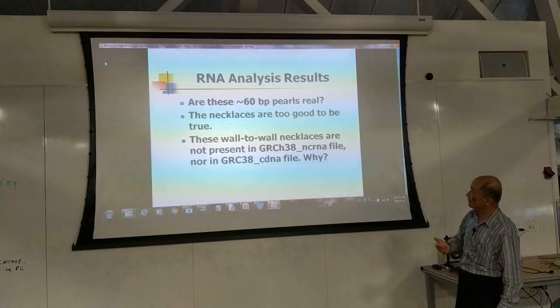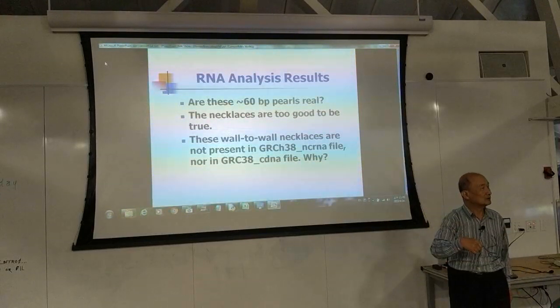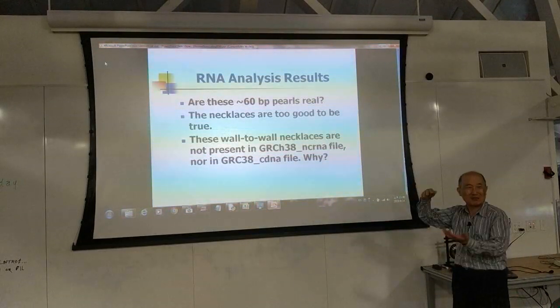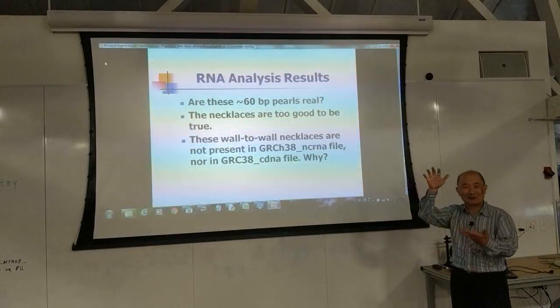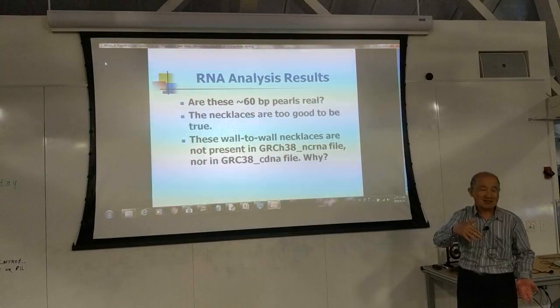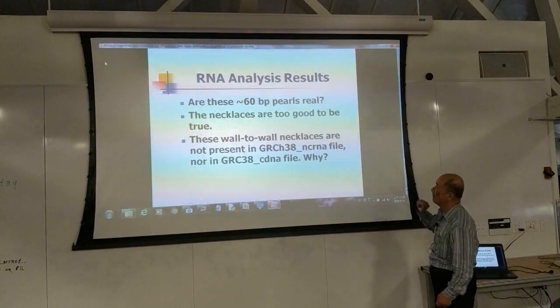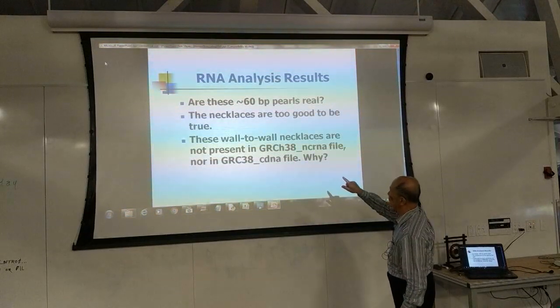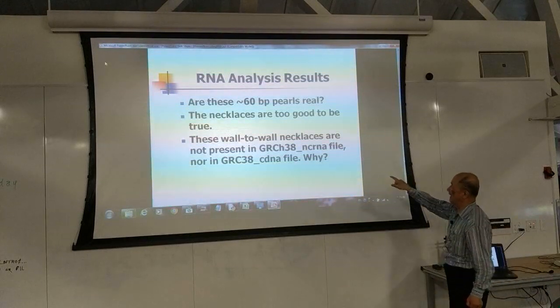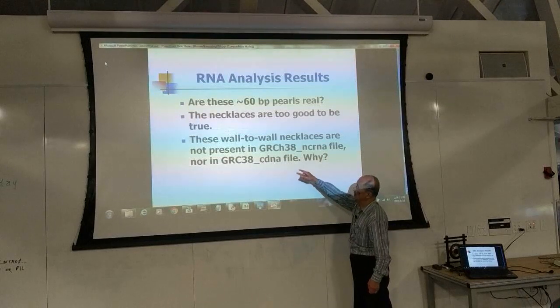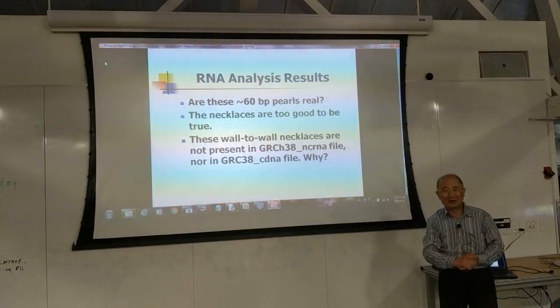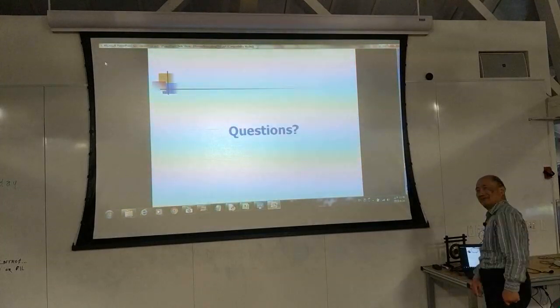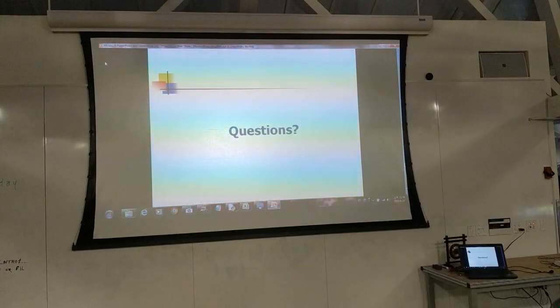Each gene that's being identified is now represented by a necklace. Is that coincidence, or does it have a real physical or biological meaning? These wall-to-wall necklaces are not present in this smaller file, or in the cDNA. Why? I don't know. Most of the transcripts in the cDNA file are transcribed into protein, so maybe the protein-encoding transcripts don't have such pairs. These are non-coding RNA. The cDNA is also non-coding.